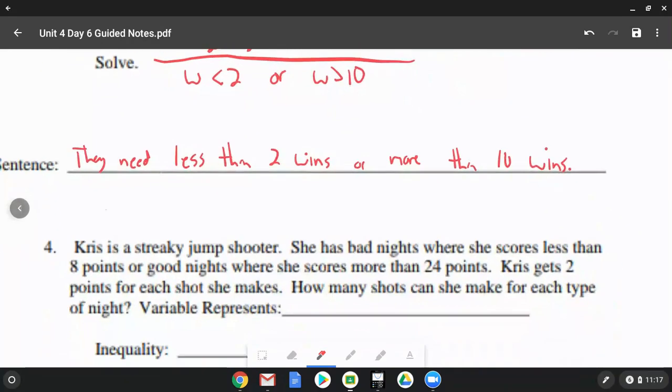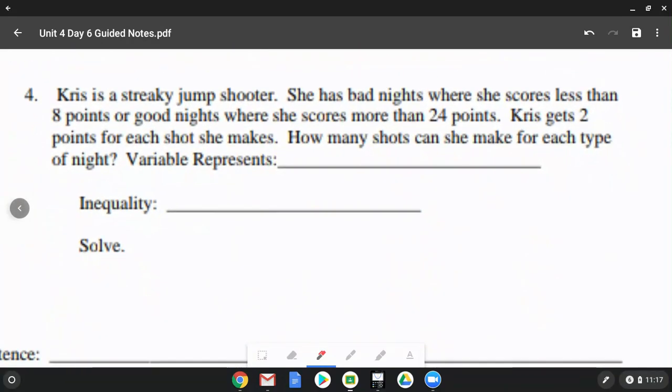And the last one, Chris is a streaky jump shooter. She has bad nights where she scores less than 8 and good nights where she scores more than 20. She gets 2 points for each shot she makes. How many shots can she make for each type of night? So I'll say S is her number of shots she makes.